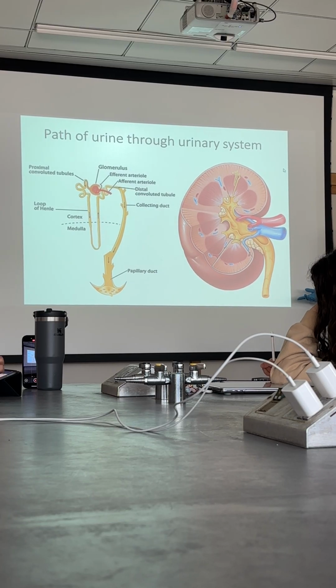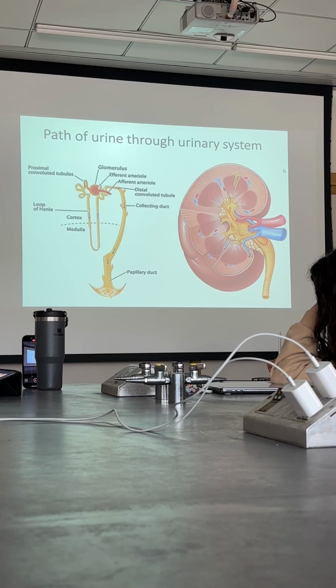Obviously, where does it go after the ureter? Bladder. After the bladder, it goes to the urethra and then outside the body, right? That's basically the path of urine through the system.